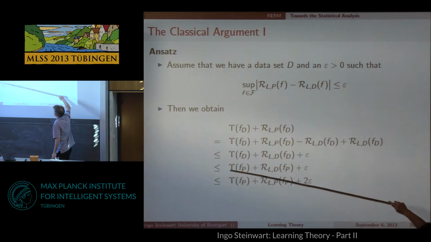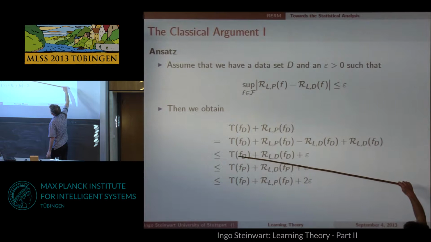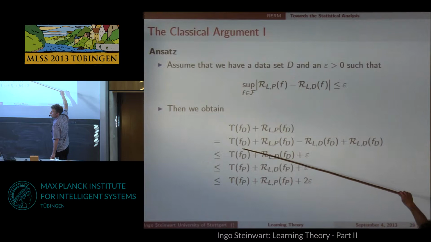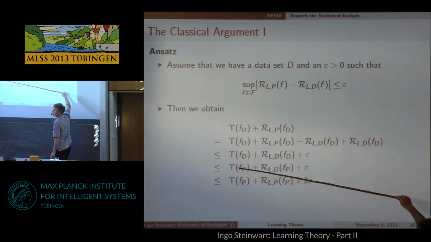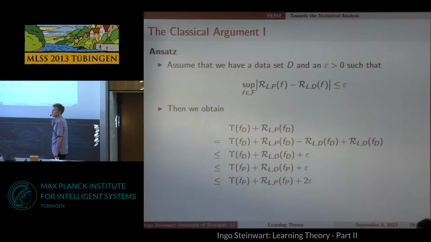From here to here? Yeah. So f_D is the minimizer of this joint function. f_P is in script F, so the value of that is greater than or equal to the minimal value. It's just the definition of empirical risk minimization, or regularized empirical risk minimization.